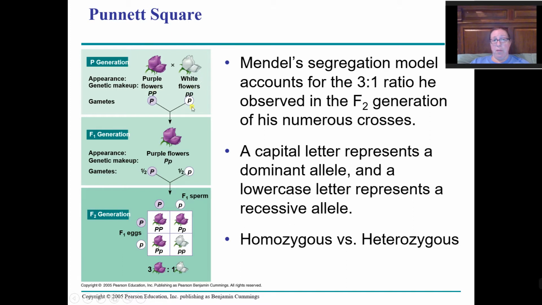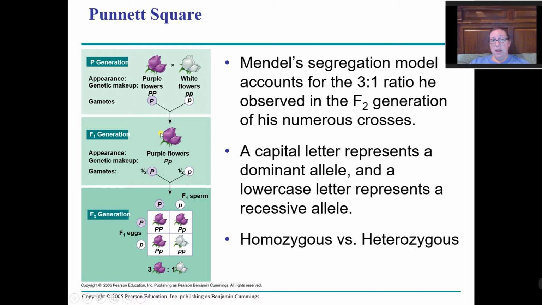We know that purple is dominant to white. We know that he had true breeding plants, which means double P right here, right? We've got homologous chromosomes, and then we've got little p over here. They cross, you get your F1 generation, everybody's purple. So purple, then we introduce two more words.